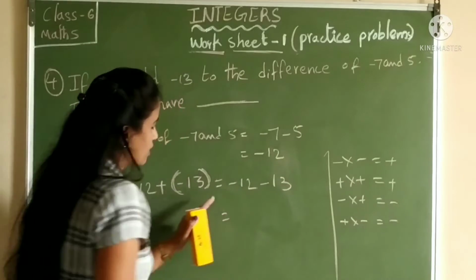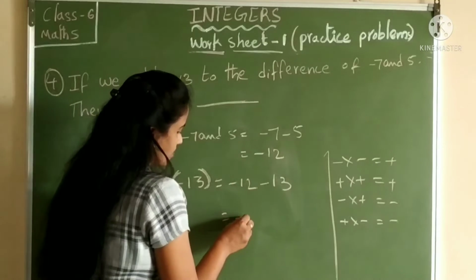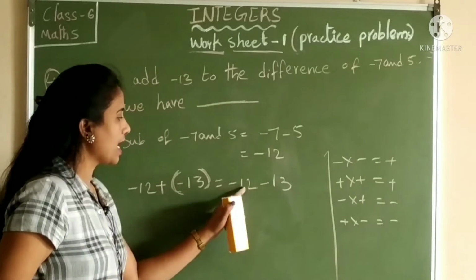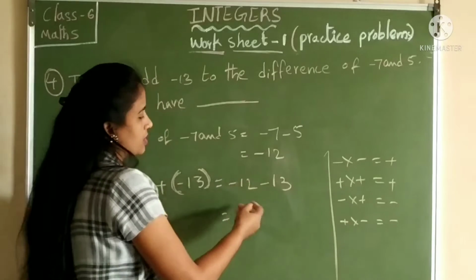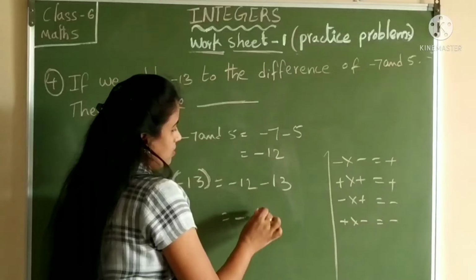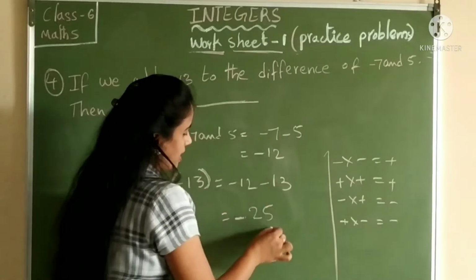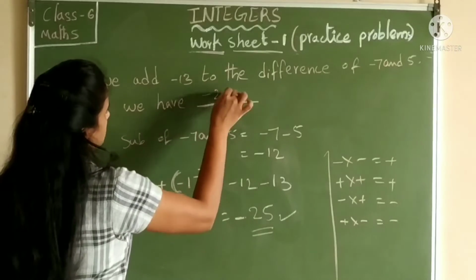Now again two signs are the same, so write minus and add the two numbers. Why? Because the two symbols are the same sign, so you have to add the numbers. 12 plus 13 is 25. Minus 25 is the answer. So we got minus 25.